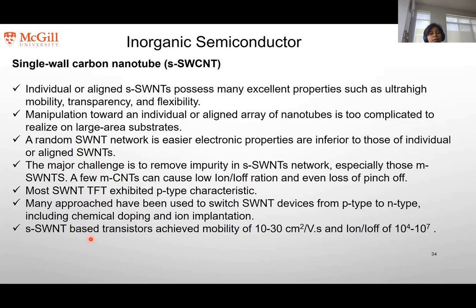So the good thing about them is single wall carbon nanotube has very good mobility. You can get something even up to 30 centimeters square per volt second, and you can get an on-off ratio between 10 to the power 4 to 10 to the power 7. So single wall carbon nanotube is a very good material, and you can make printed inks with them. So it's a very good material to use in a printed transistor.